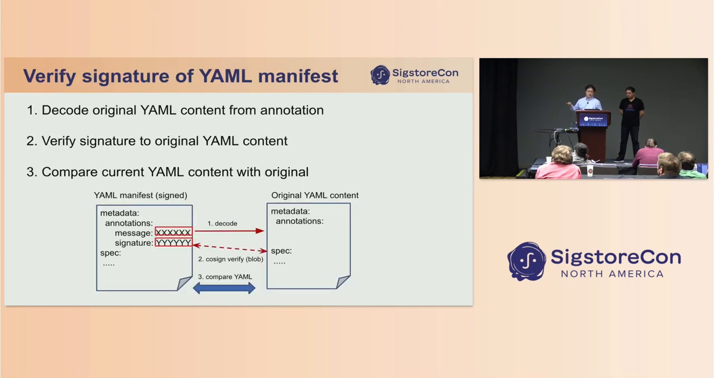To verify this signed YAML manifest, there are three steps. The first step is to pull the encoded message from the annotation, then check the signature against this encoded YAML manifest. Then, once the encoded YAML manifest is correctly signed, compare the YAML manifest and the encoded YAML manifest, checking whether those two contents match.